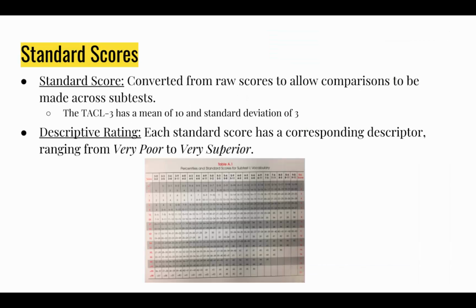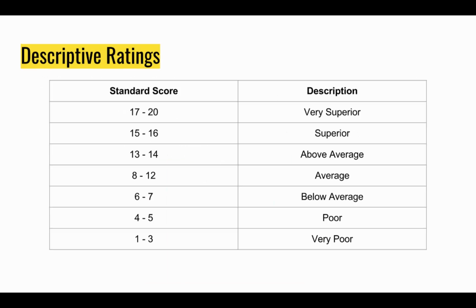Standard scores are converted from raw scores to allow comparisons to be made across subtests. The TACL has a mean of 10 and a standard deviation of 3 when using standard scores, and each standard score has a descriptive rating ranging from very poor to very superior. And here is a list of the standard scores and descriptive ratings.